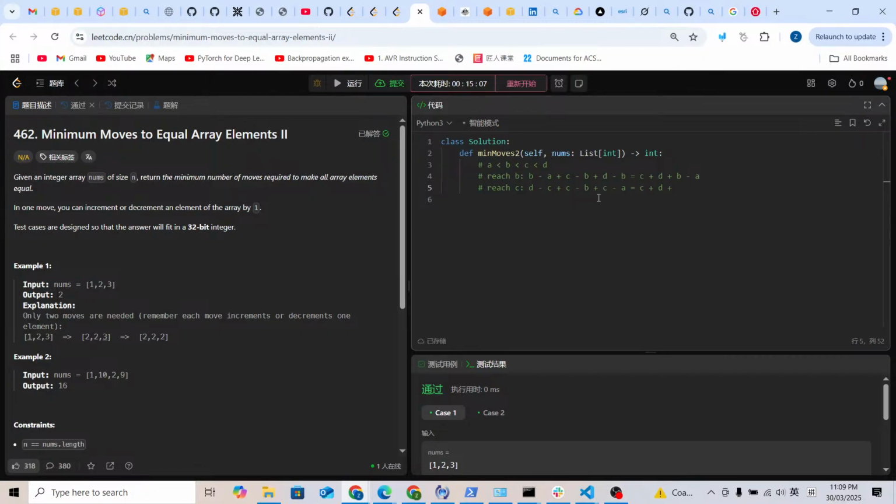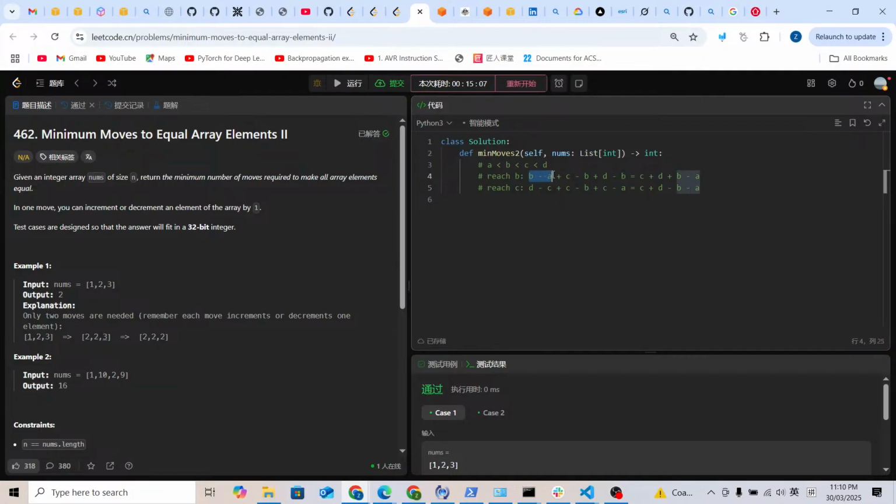Yeah, let me just think about it. This is D minus C plus C minus B plus C minus A. Yeah, so this is a D, and this is a C minus B minus A. Yeah, normally I think it should be the same result, but currently it isn't. Let me just think about it a little bit.